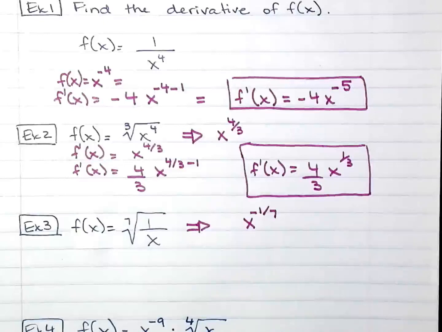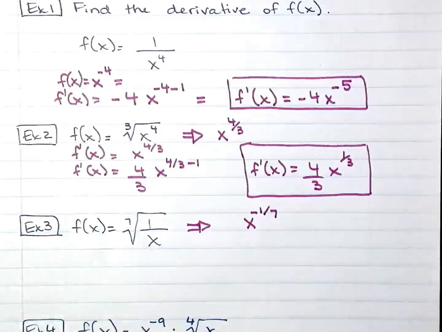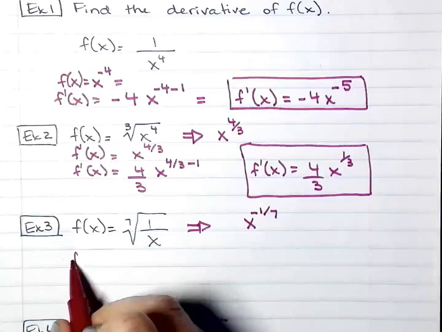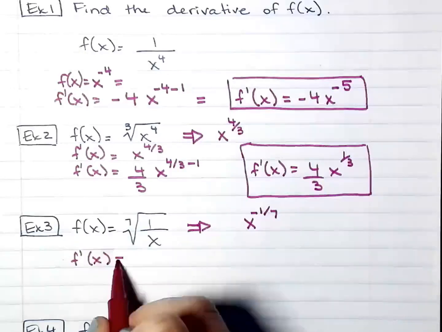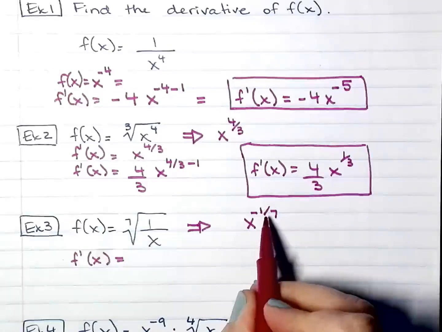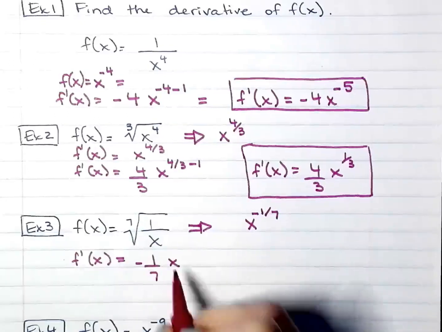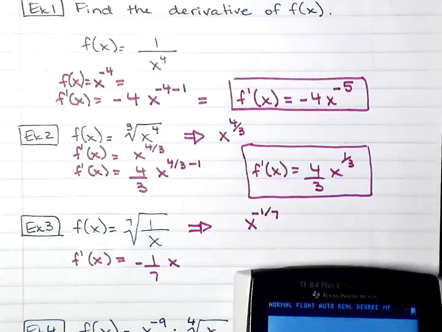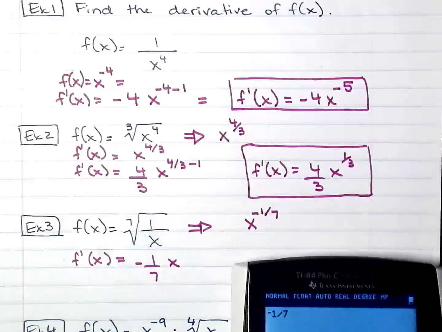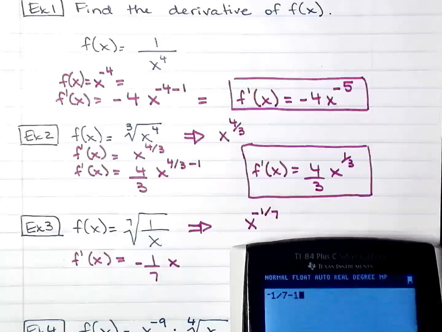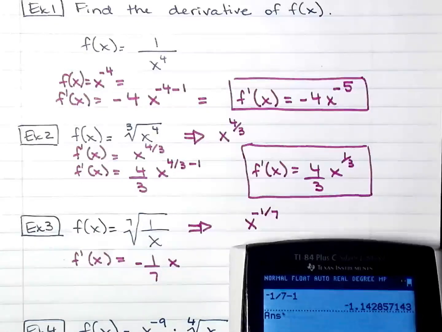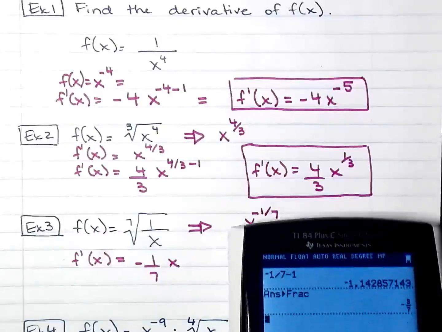So all there is, it's the same thing. I'm just rewriting it. So f prime of x of that function: that exponent goes right there into the front. Negative 1 over 7 x. Now you subtract 1 from the exponent.